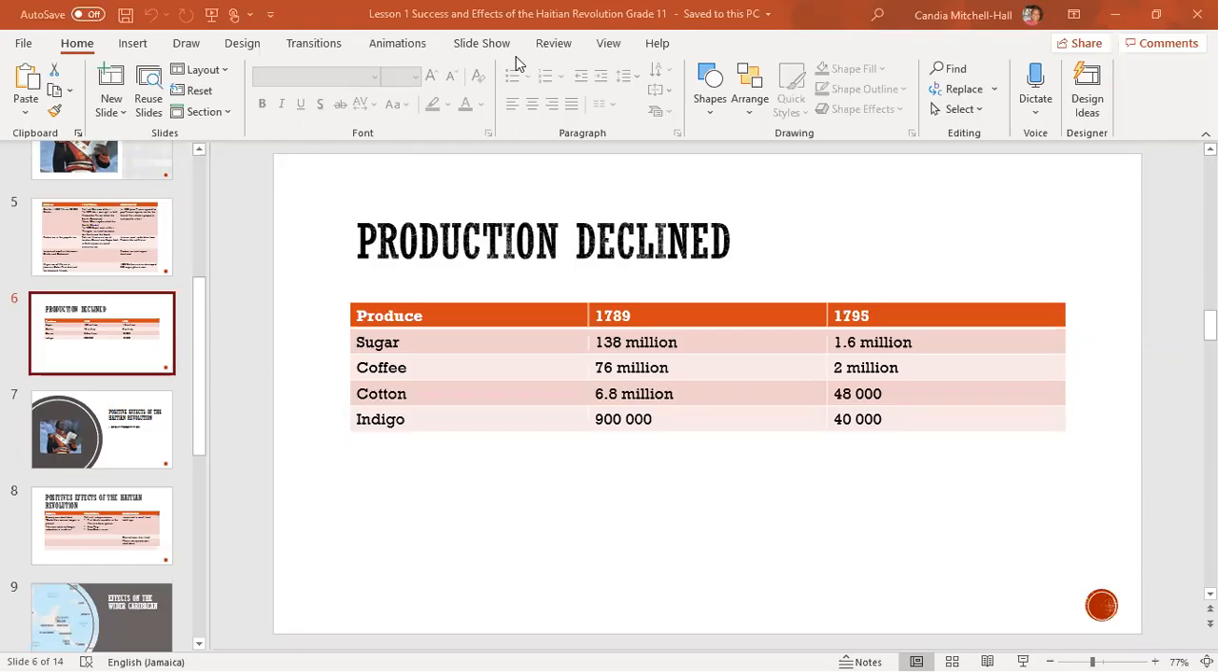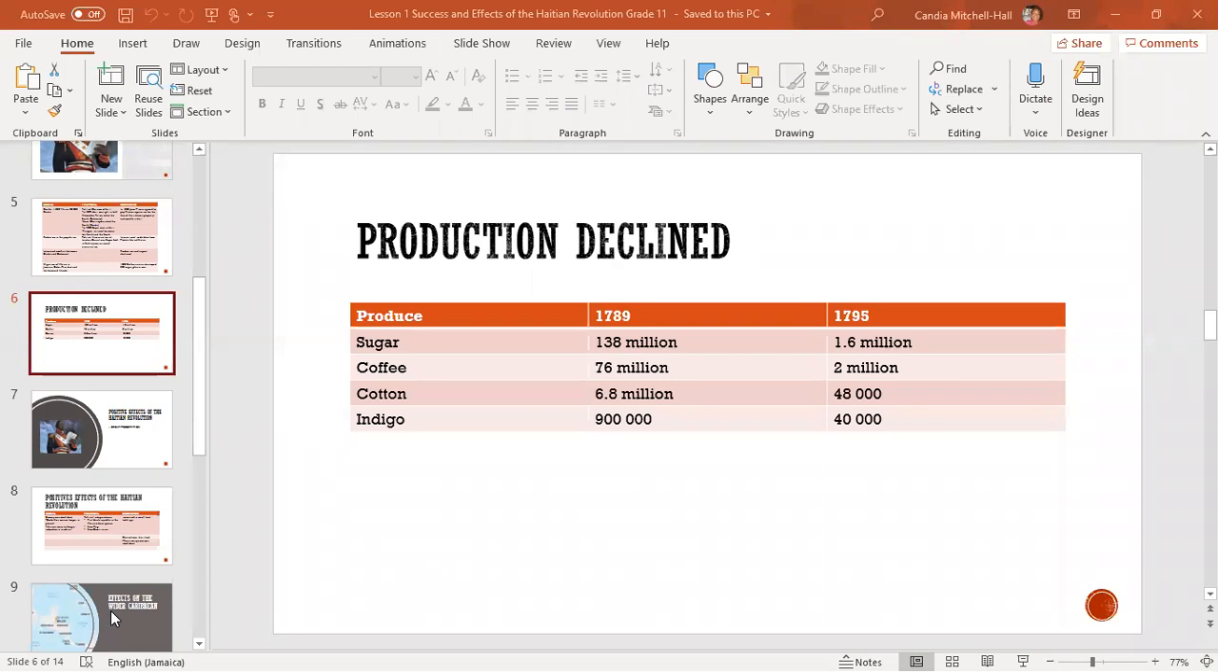The plantations were destroyed. And if the plantations were destroyed, who refused to work? The slaves. Black people. The slaves. Yes, the enslaved people refused to work, so they had nobody to work. And so that's one of the main reasons why production would have declined.